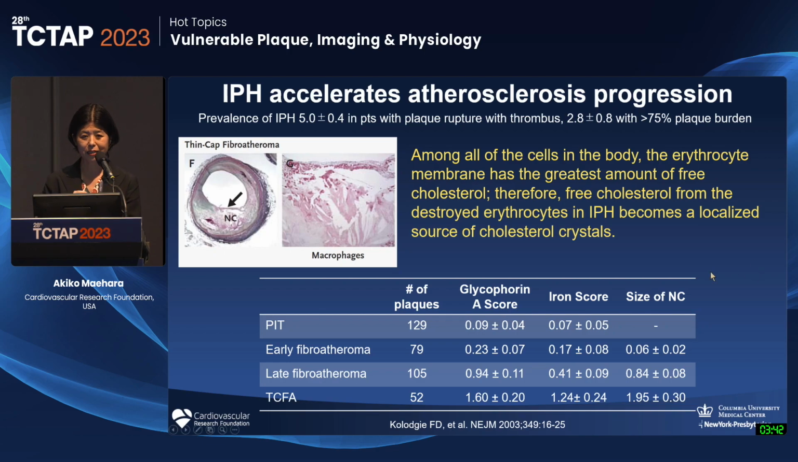Another interesting point of this story was that they specified the erythrocyte membrane had the greatest amount of free cholesterol. Therefore, the free cholesterol from the destroyed red blood cells in intraplaque hemorrhage becomes a localized source of cholesterol crystal. What does this mean? Whenever they see intraplaque hemorrhage, many times the cholesterol crystal is together. That's how it looks.